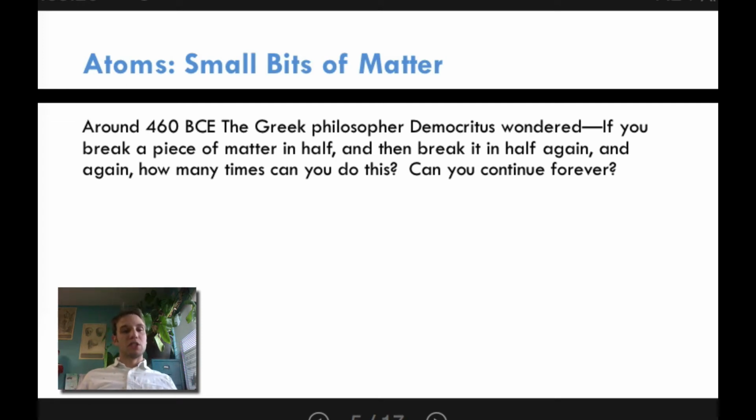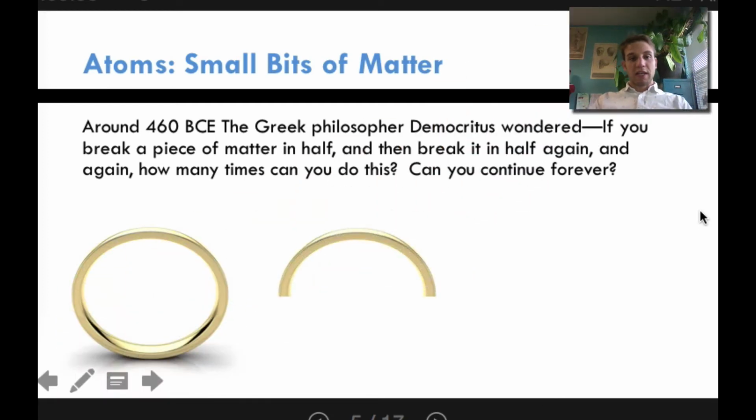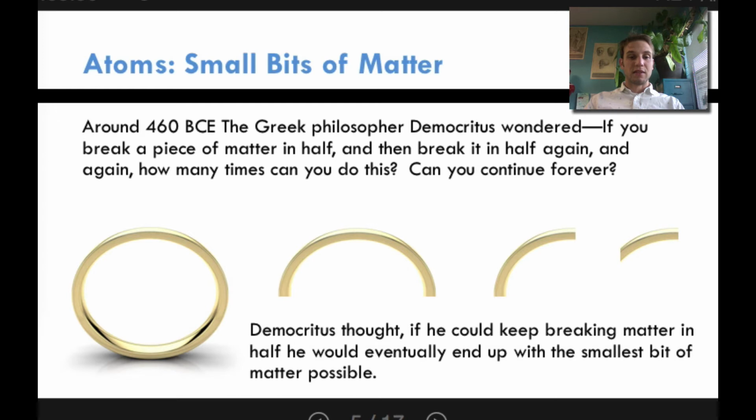Anyway, as mentioned before, around 460 BCE, the Greek philosopher Democritus wondered, if you break a piece of matter in half and then break it in half again and again, how many times can you do this? Can you continue forever? And it was Democritus and his idea that really started the path to this model of the current atom.